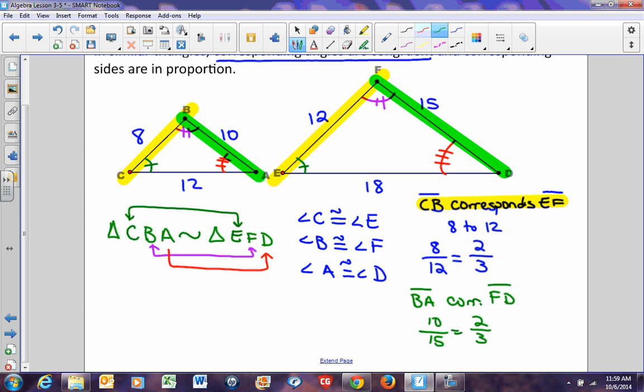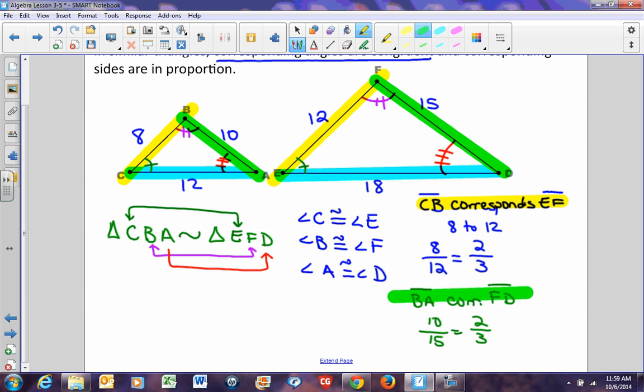And let's look at the last set of sides. That would be side C to A, and that corresponds to F to B. Right. So let me highlight this really quickly. So we have that. So we're going to have C to A and F to B. And so CA corresponds to FB.